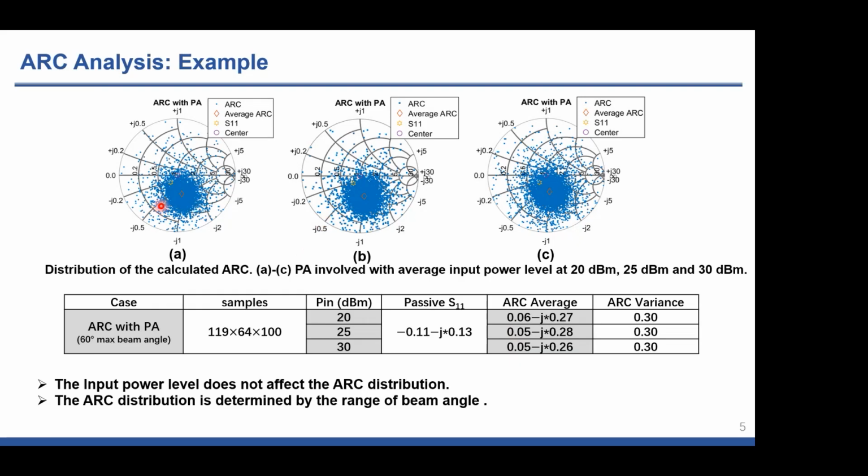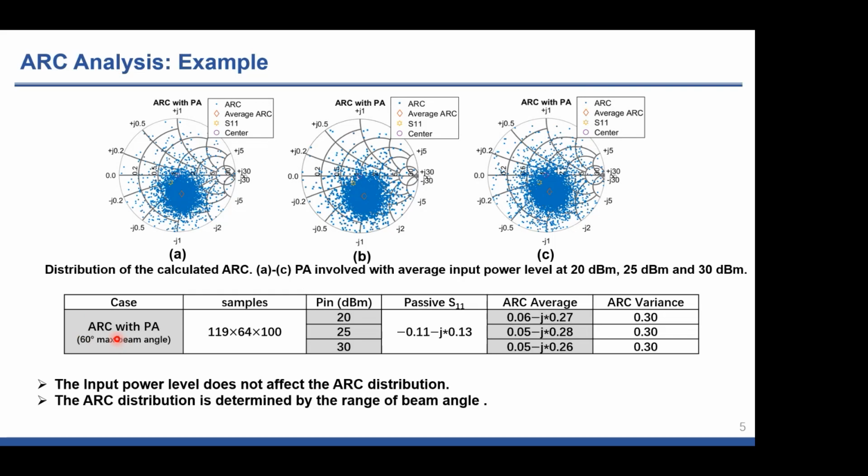The result is that we can see for different input power levels, both if we look from the ARC distribution, and if we look at the average value of the ARC and the variance of ARC, we can find that actually the ARC distribution is not affected by the input power level. And in our simulation, we also find actually the PA nonlinearity doesn't show much effect on the ARC distribution, which is maybe a potential way to simplify our analysis. And the ARC distribution is mainly determined by the range of the beam angle we defined here.